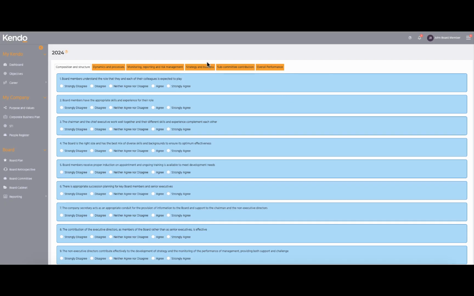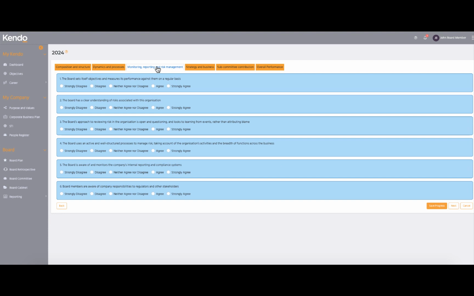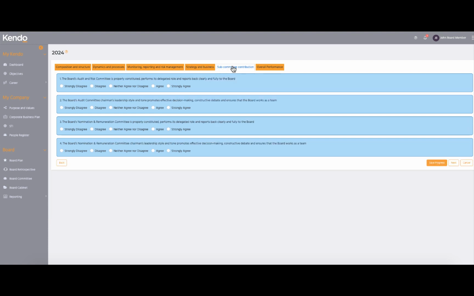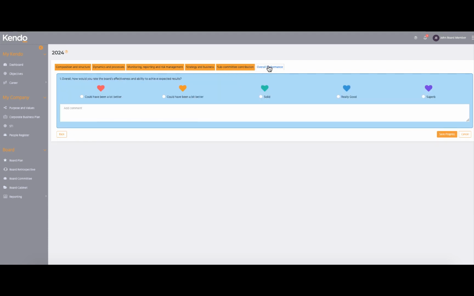Assess a series of questions in relation to the 6 key areas of board effectiveness: composition and structure, dynamics and processes, monitoring, reporting and risk management, strategy and business, subcommittee contribution, and overall performance. Once submitted, the chair will have access to all board members' retrospectives to determine how to improve the effectiveness of the board.